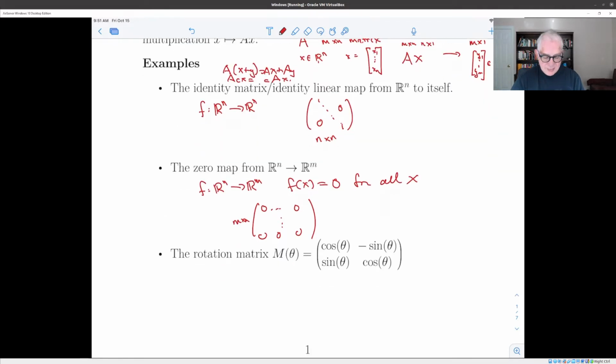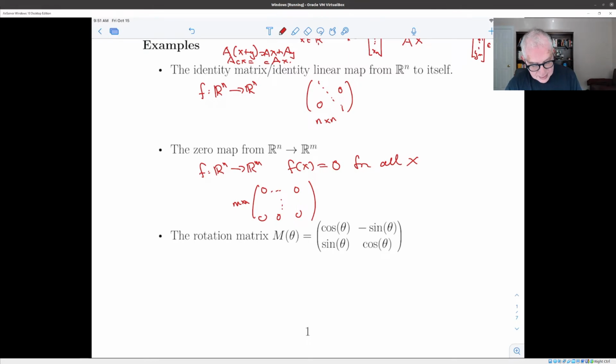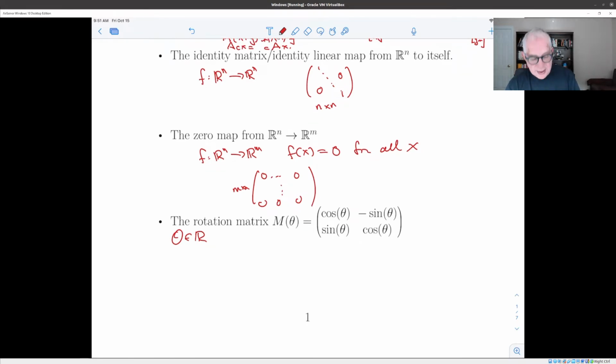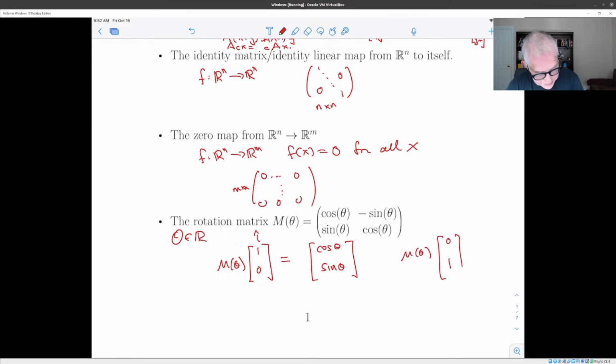And then maybe just one more example that we've also seen, which is if theta is a real number, and you take the 2 by 2 matrix M of theta, with rows cosine theta, minus sine theta, and sine theta, cosine theta, this gives a rotation of the plane. And you can see that because if you take the vector (1, 0), which in some places is called i, and you multiply by M of theta, you get (cosine theta, sine theta), and M of theta times (0, 1) is (minus sine theta, cosine theta).